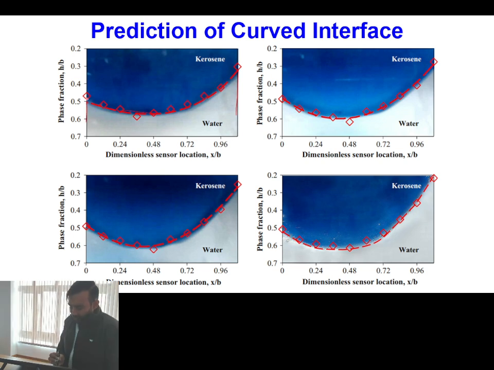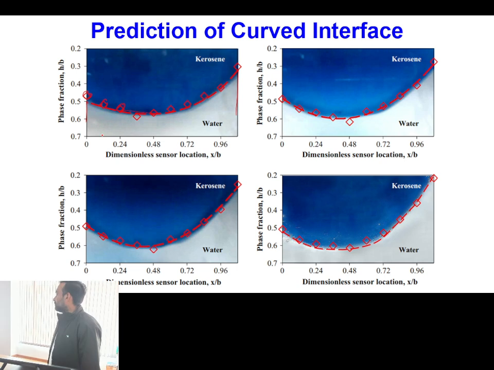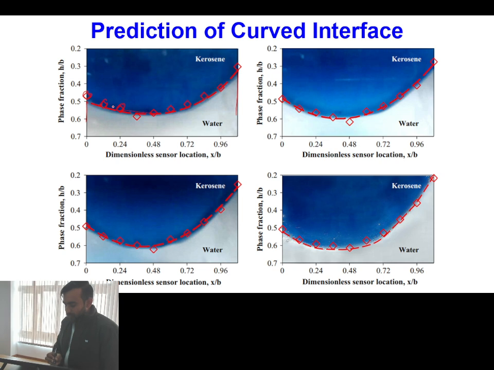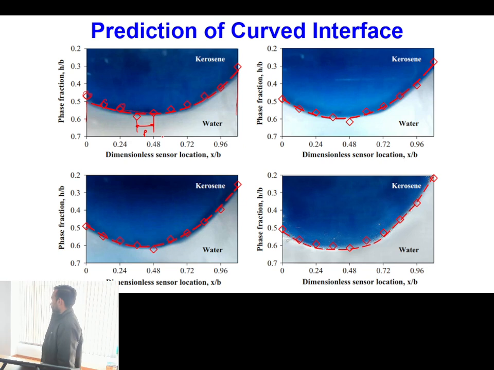So here you can see these scattered points are the data obtained from the 10 sensors, and the photograph is showing the actual interface configuration, and this dashed line is data which is fitted by using a polynomial fit between the 10 sensors. Okay, and here also you can see whatever the pitch for sensors you have used, that is sufficient enough to properly capture the curvature of the interface.